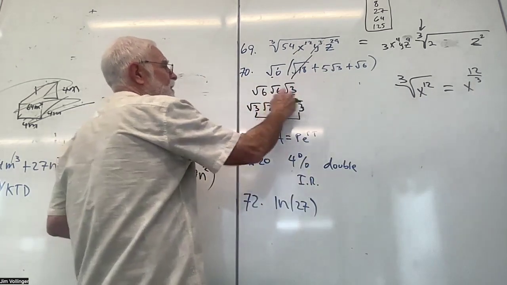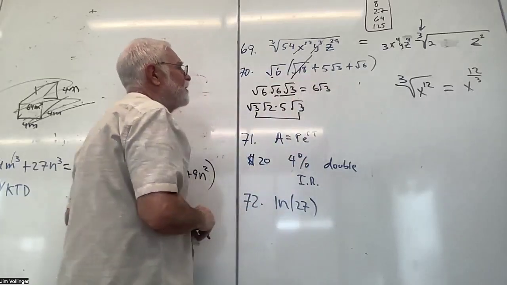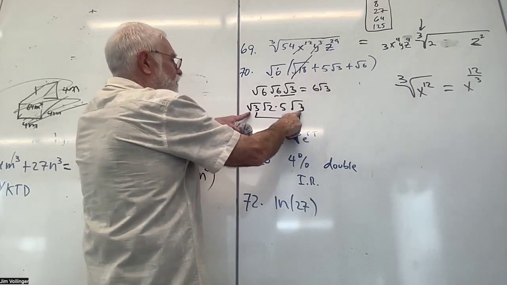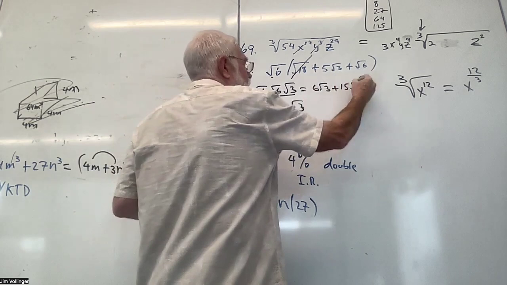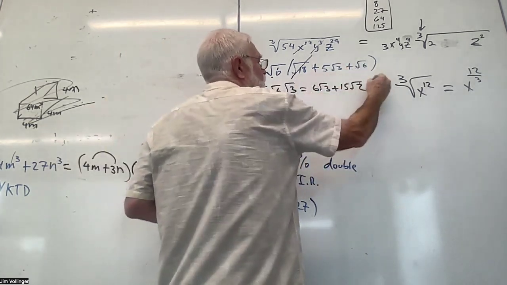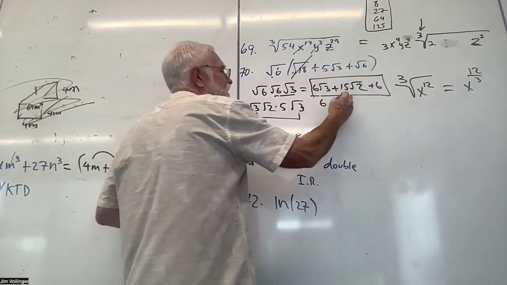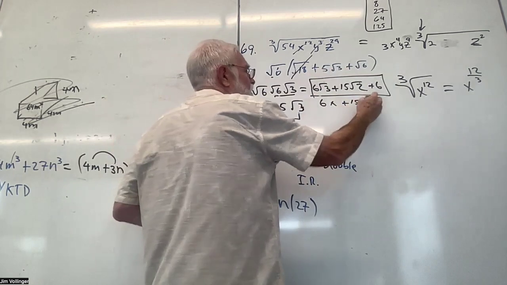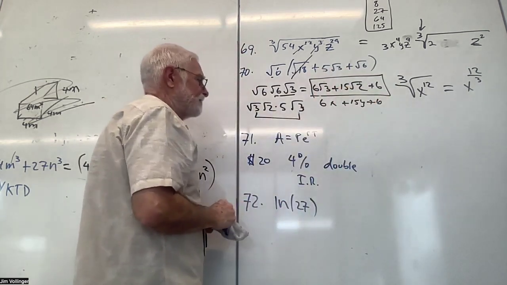So what does this one become? This one becomes 6 root 3. That's our first multiplication. This one is root 3 times root 3, which is 3 times 5, 15 root 2. And then the last one is root 6 times root 6, which is 6. And I don't see any like terms. This is kind of like saying 6x plus 15y plus 6. I can't do anything with that.